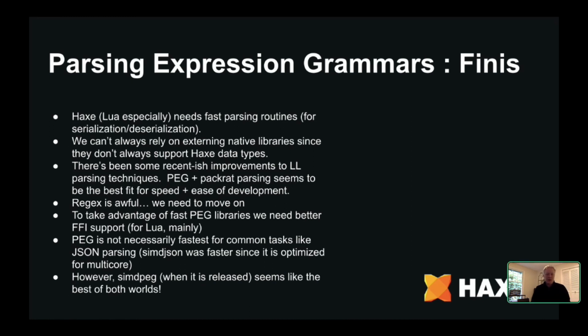So I think really to address that, Haxe code can be very fast, but at some point you need something lower level for certain operations, and to do that, we need the FFI support. And it's not that PEG is necessarily the fastest. There's always going to be something that's manually tuned that's even faster.